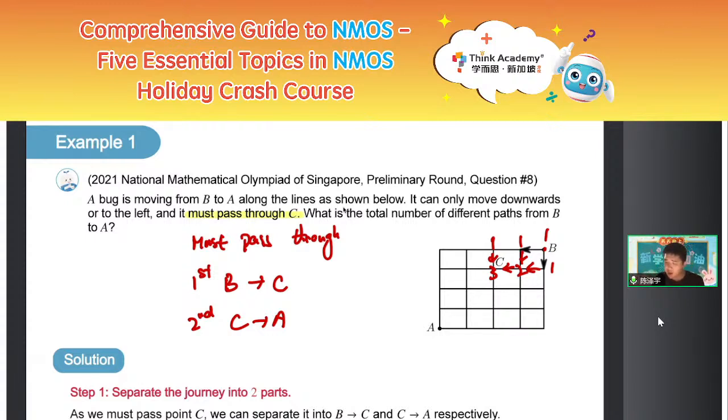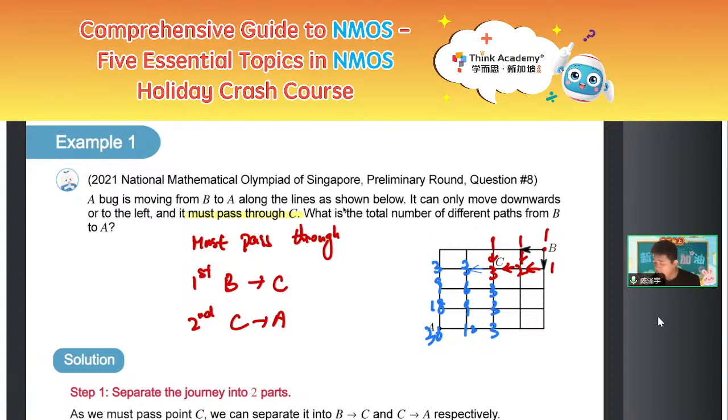Okay, now let me change to a different color, and we go from C to A. So only 3 ways to come from C to this point. Same here, 3 ways. And then 3, and then you continue. 3 plus 3, you get 6. 6 plus 3, you get 9. 9 plus 3, 12. And 3 plus 6 now will be 9. 9 plus 9, 18. 18 plus 12, 30. Okay, so with the number labeling method, you can directly find out how many ways there are in total.